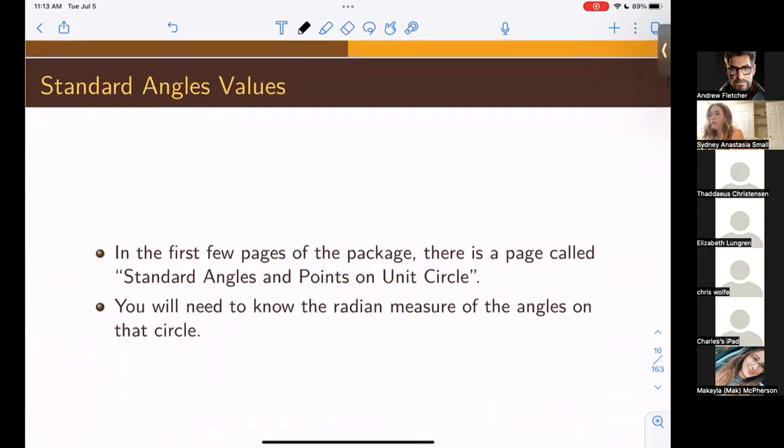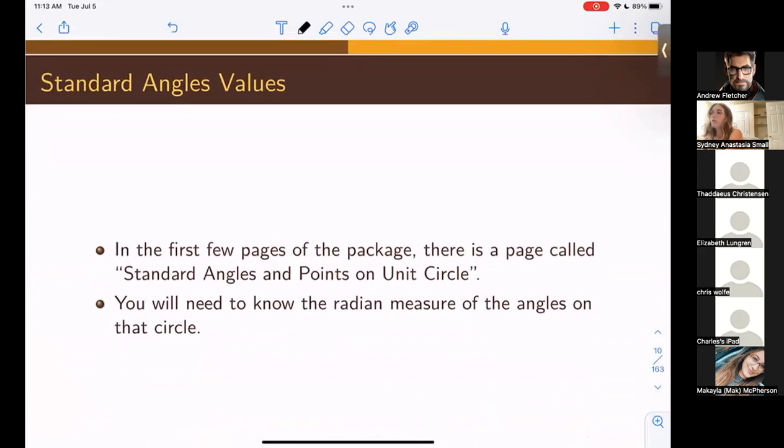Okay. So moving on, standard angle values. This is unfortunate that we don't have the course packet. There is a page called Standard Angles and Points on the Unit Circle. I will upload this to WIO courses because it is important for you to have, and you don't have it yet. And there's also something called the Unit Circle. This will be the most important piece of reference in the entire class. I'm not joking when I say that. You will need to know the unit circle.